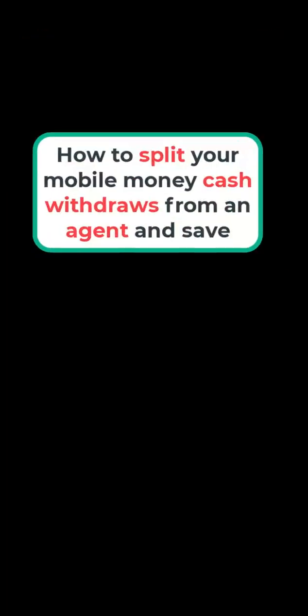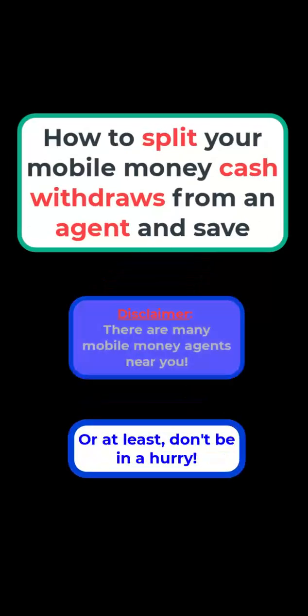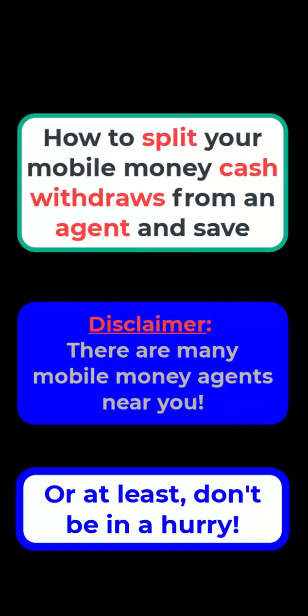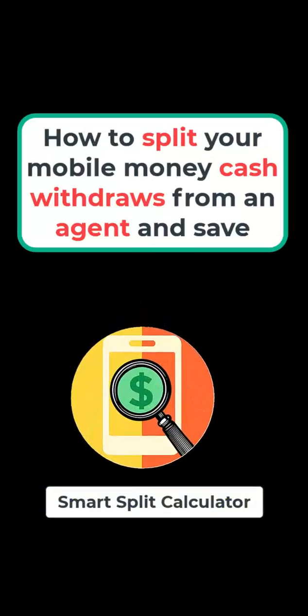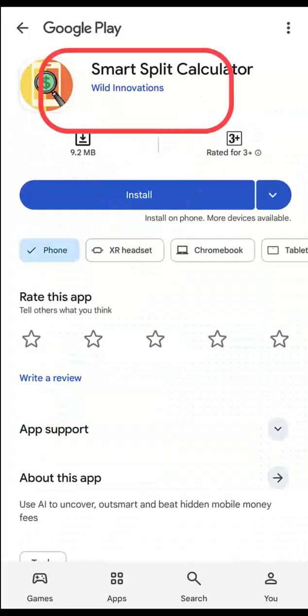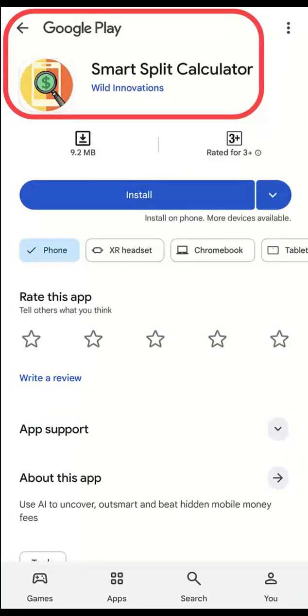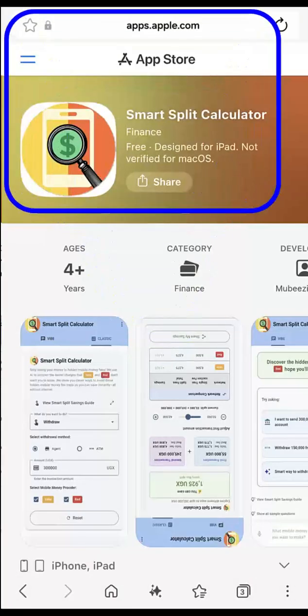So how do you split your cash withdrawal? First of all, when it comes to splitting, there's a reason why there are so many mobile money agents everywhere you go in this country. I don't have to explain everything. And if you have the Smart Split Calculator app, about 90% of what I'm about to show you is done for you automatically. You can download it from the Google Play Store if you're using Android, or the App Store if you're on an iPhone or iPad.